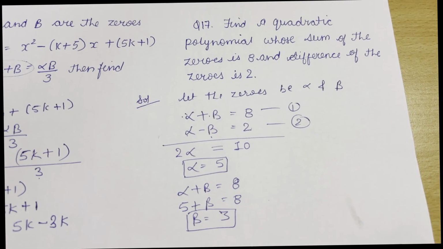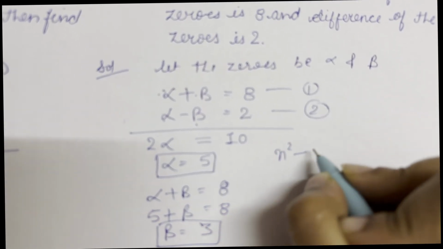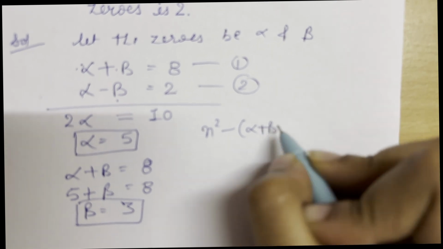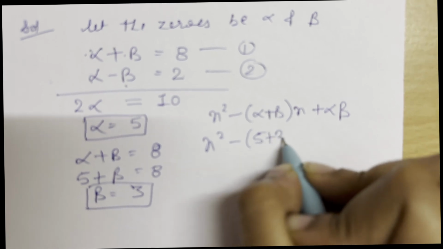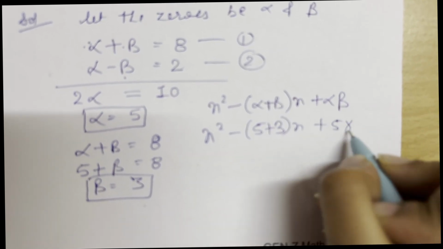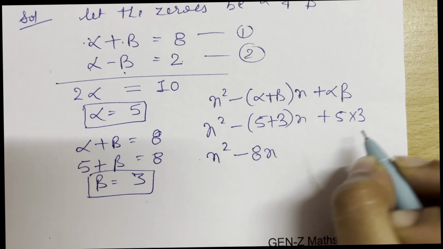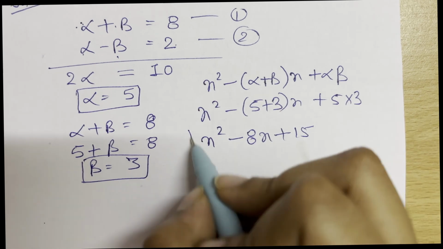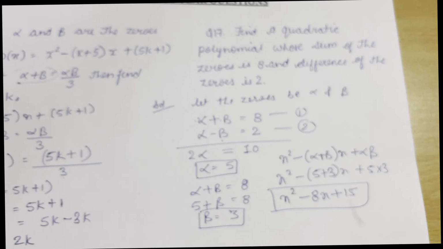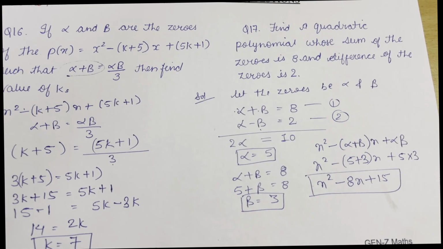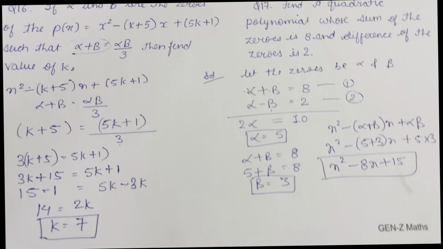Now we are asked to find the quadratic polynomial. We know the quadratic polynomial is x square minus (alpha plus beta)x plus alpha beta, that is x square minus (5 plus 3)x plus 5 into 3. 5 plus 3 is 8, so 8x, and 5 into 3 is 15. So our answer is x square minus 8x plus 15. I hope you can easily understand all the questions we have solved till now. Let's solve some more questions now.